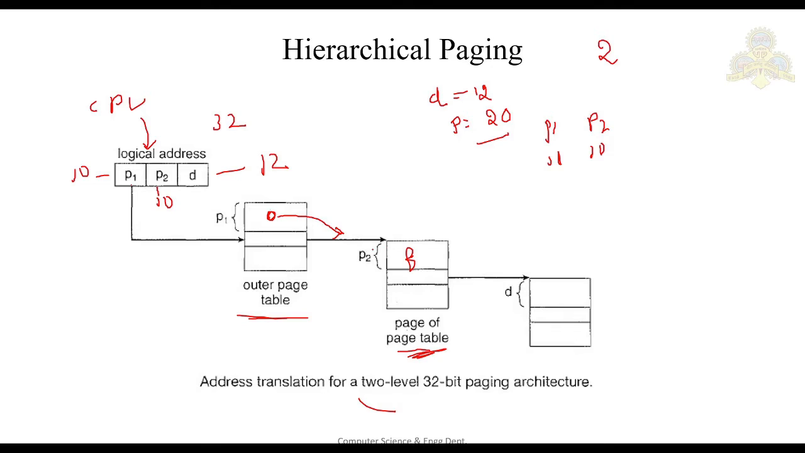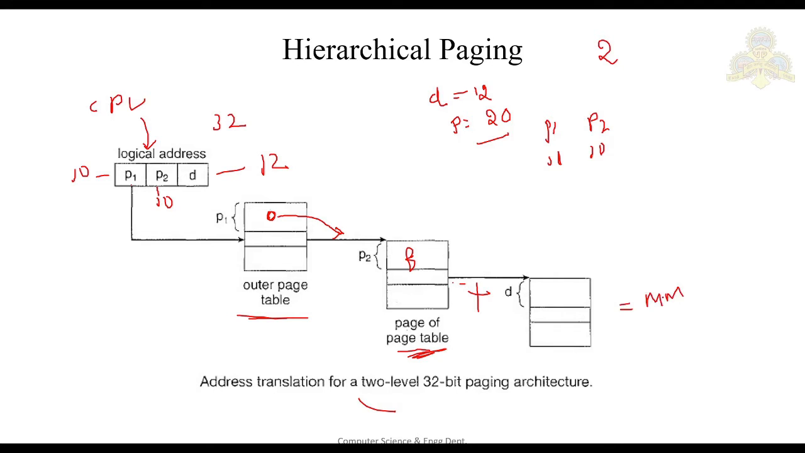So whenever your p2 gets searched, the corresponding frame number will be taken, and this frame number would be added with your displacement. And whenever you add your frame number with the displacement, you actually get the physical address or the main memory address, right? So this is two level paging.